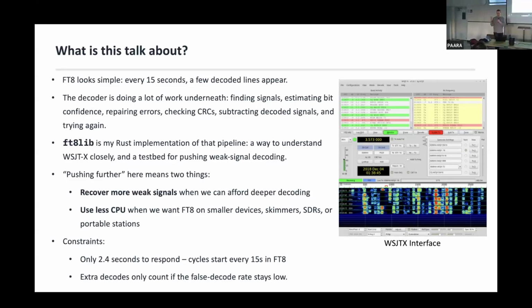It's 15 seconds per cycle, but the actual transmission itself is like 12.64 seconds. So you have about 2.4 seconds to do everything: find all the signals, try all the things, decode everything, and send it, because you've got to respond really fast. There's even faster ones, FT4. Somebody in Italy made FT2 recently. And the other constraint is that the extra decodes only count if the false decode rate is really, really low. Because generally when you see stuff in WSJT-X, 99% of the time that's a real decode. So false ones are kind of rare.